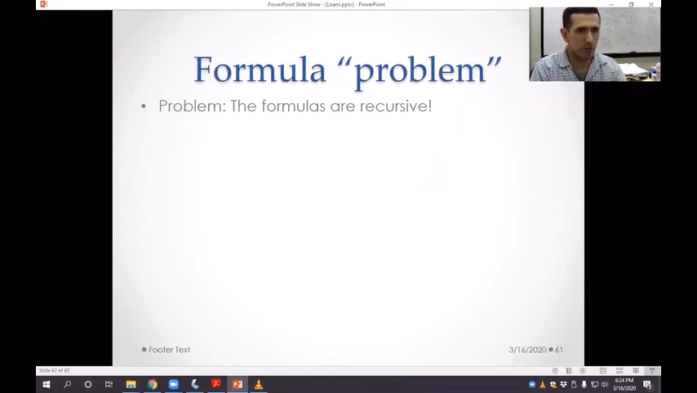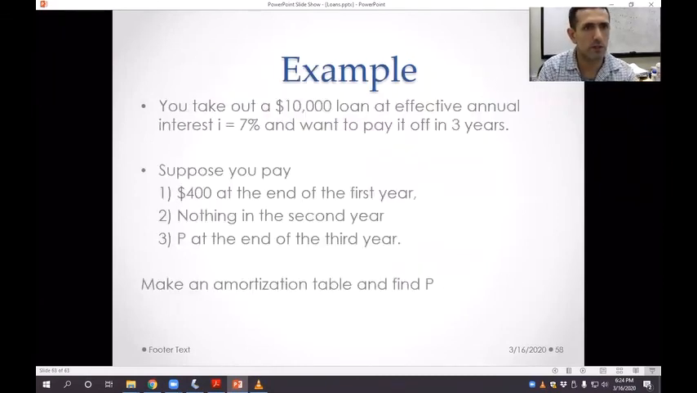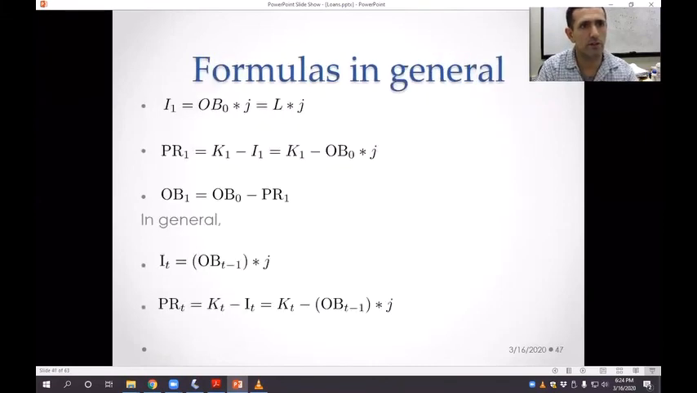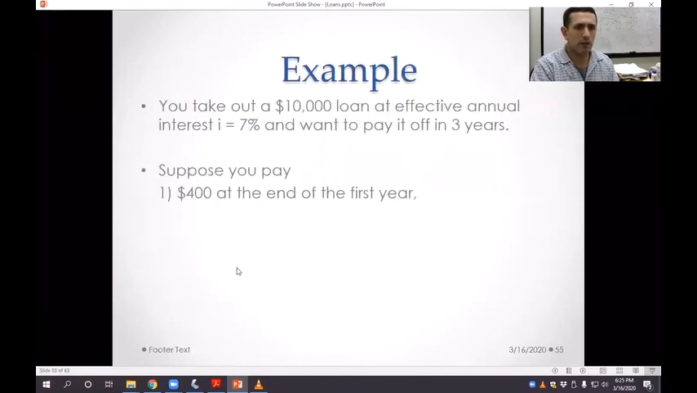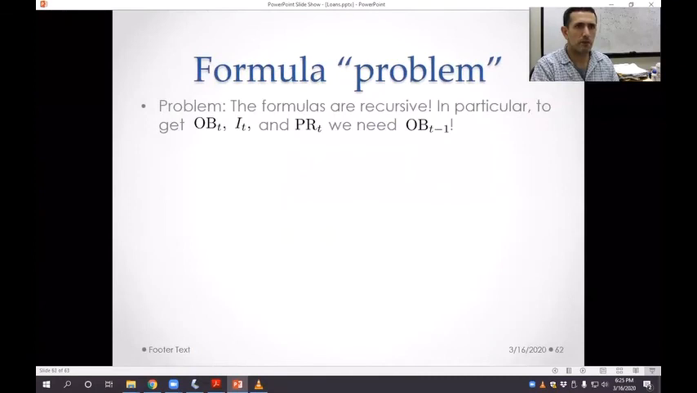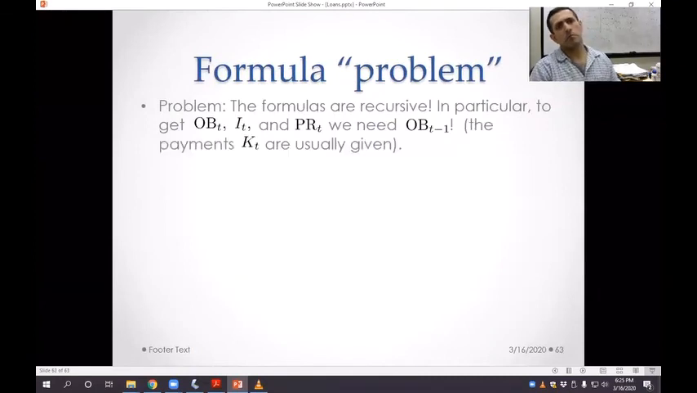If you go back here, you'll see that for OBT, you need OB(T minus 1). For PRT, you ultimately need OB(T minus 1). And for IT, you need OB(T minus 1). You do need the payments, but those are usually given to you. Not always, as for example we did before, but usually they are.